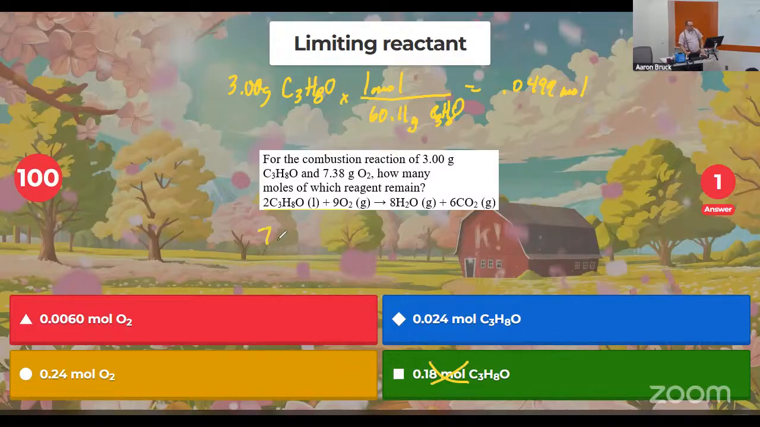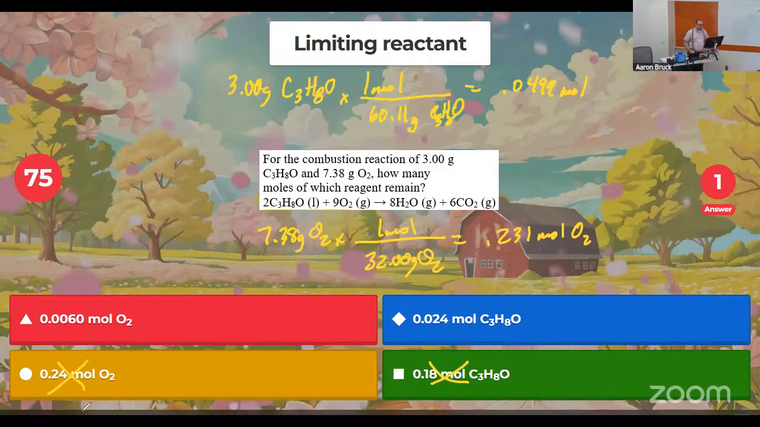I'm going to do the same thing with the oxygen, 7.38 grams of oxygen, 32 grams in 1 mole. 7.38 divided by 32 is 0.231 moles of oxygen. And again, that eliminates yellow for me because same logic. I can't gain reactant through a chemical reaction.